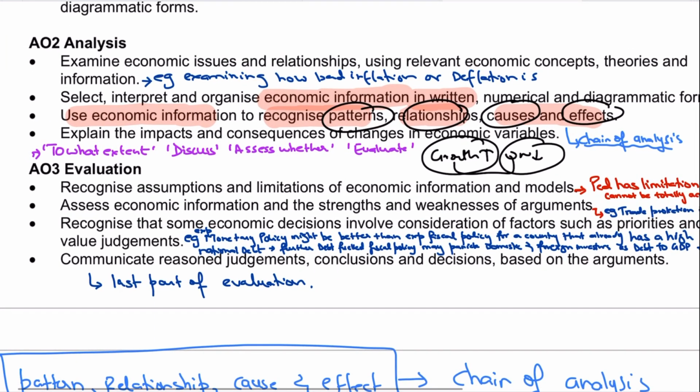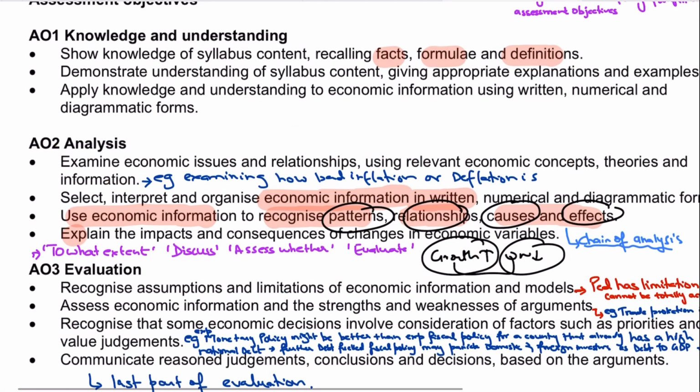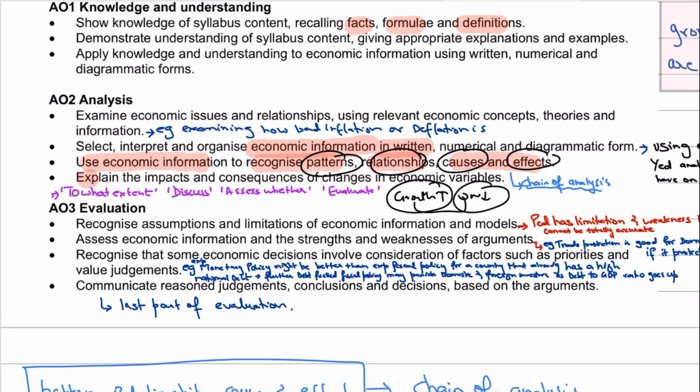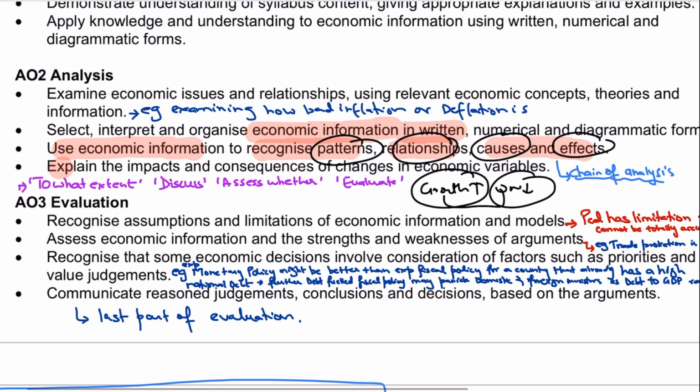Explain, and then analysis also includes more. So analysis can be multiple paragraphs, just like knowledge and understanding can be multiple paragraphs. So the structure has to be this way. A lot of students message me on my Instagram as well, asking, please explain the structure of an answer. The structure of an answer is very simple. The structure of an answer follows the assessment objectives. That's it. So the analysis is to explain the impacts and consequences of changes in economic variables.